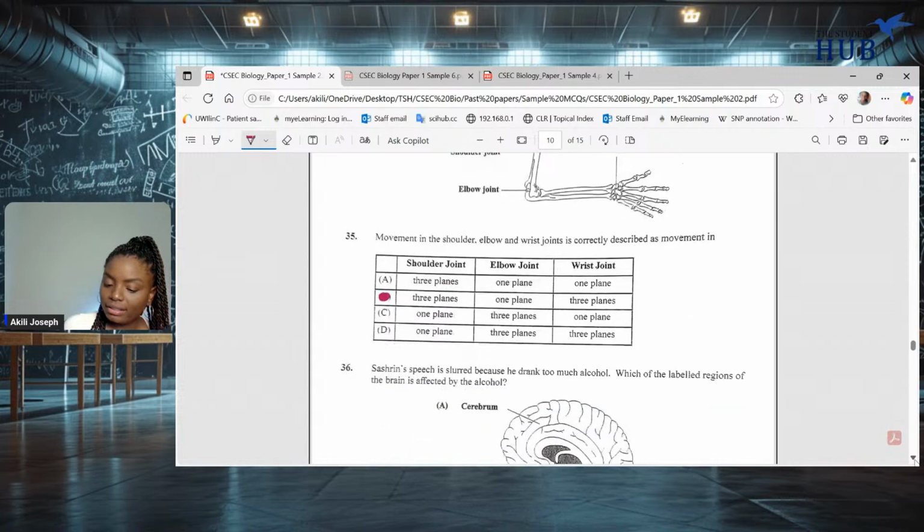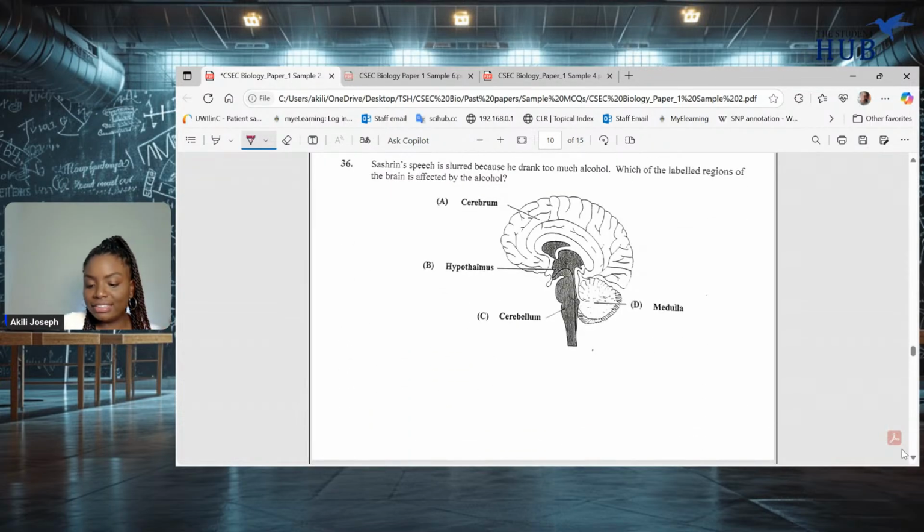36. Sashrin's speech is slurred. I swear that's a tongue twister. It was not meant to be read aloud, guys. Sashrin's speech is slurred because he drank too much alcohol. Which of the labeled regions of the brain is affected by alcohol? Sashrin would not have been able to read that question if he had alcohol, right? So which of the labeled regions is affected by the alcohol?